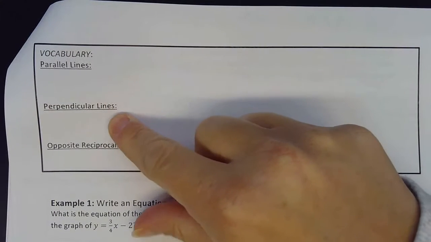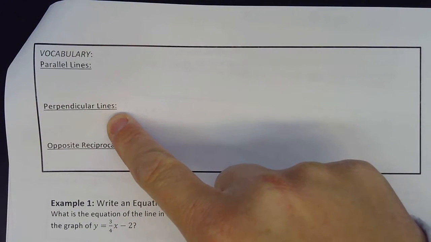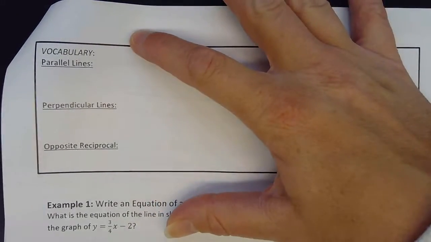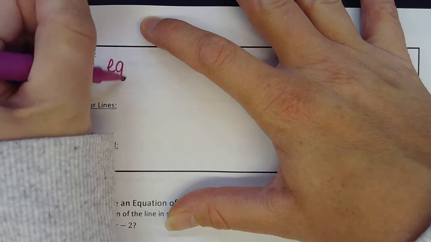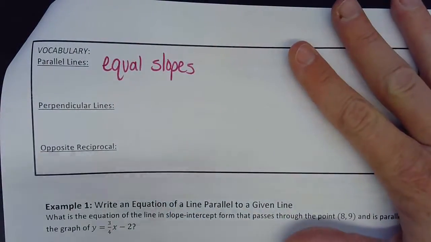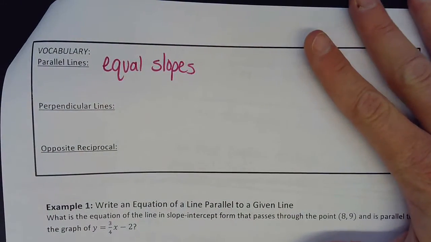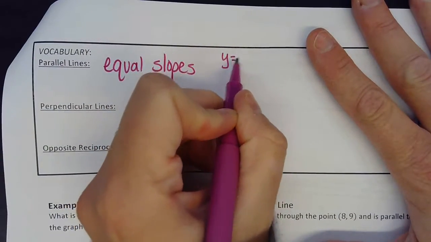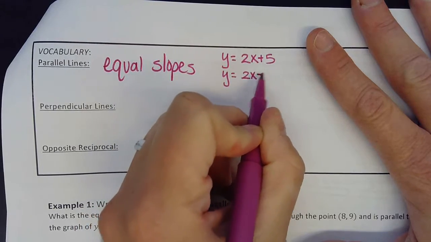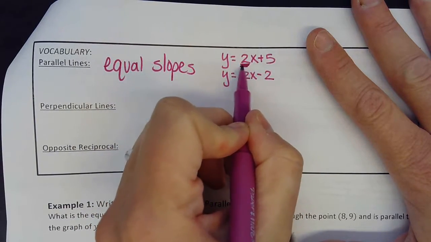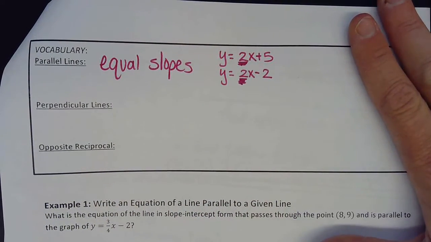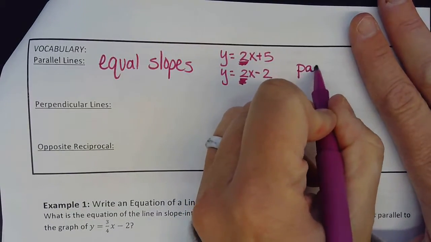So parallel lines and perpendicular lines, we can identify from their slopes. For parallel lines, you will have equal slopes. They will be exactly the same. For example, if you're comparing y equals 2x plus 5 and y equals 2x minus 2, this one has a slope of 2, this one has a slope of 2. Because they have the exact same slope, these lines would be parallel.